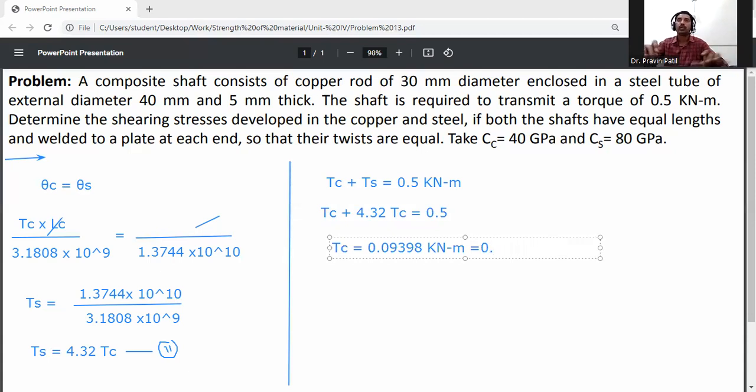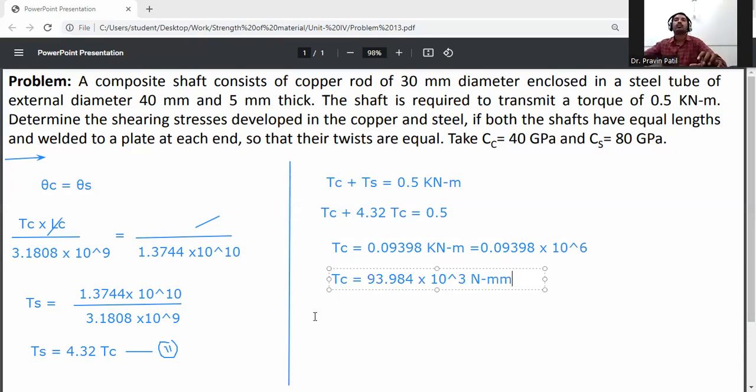That is converted into Newton mm: 0.09398 into 10 raised to the power 6. We get TC in Newton mm, TC is equal to 93.984 into 10 raised to the power 3 Newton mm.